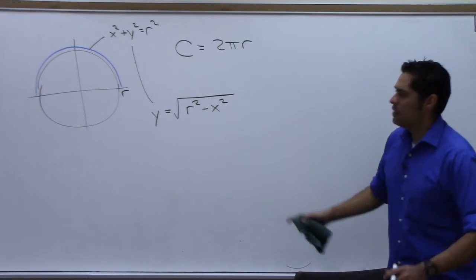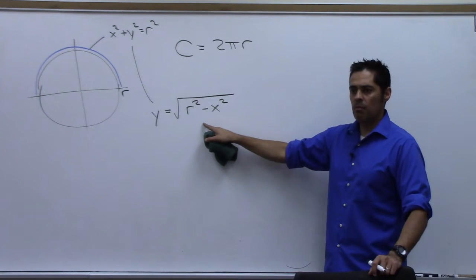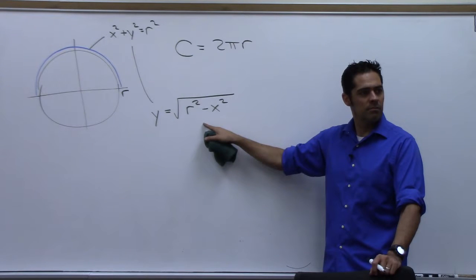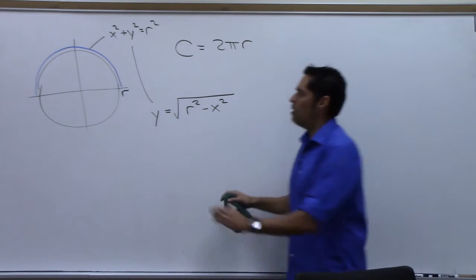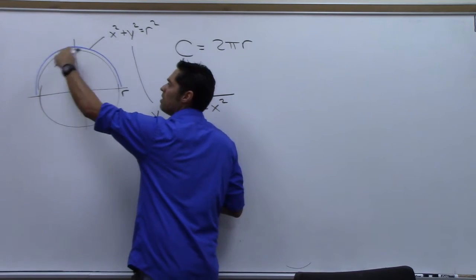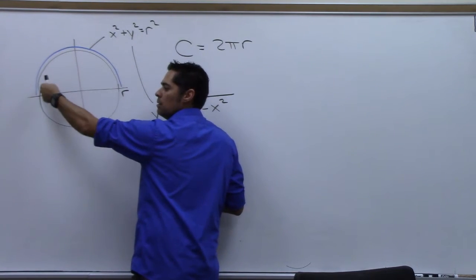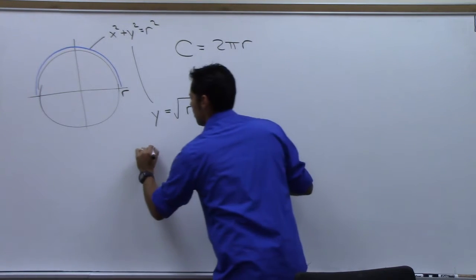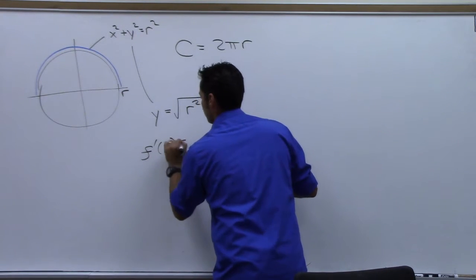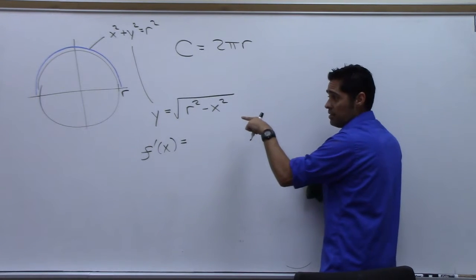What if I asked you for the arc length of this? Wouldn't that be half the circumference? Yeah. So what I'm going to ask us right now is, what is this blue length? This is the function, right? What is the derivative of this function? Remember, r is a constant.